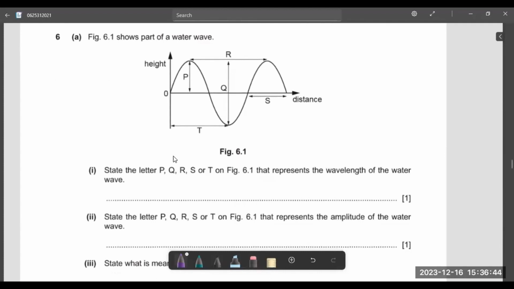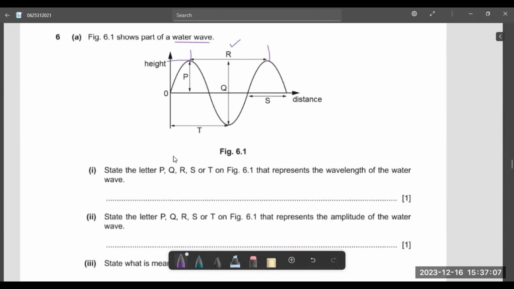Next, figure 6.1 shows a part of a water wave. Here we can see one wave. Amplitude is being marked, the height is being marked as P. The wavelength here is being marked from one node to another, that is R. Peak to peak value is being marked.